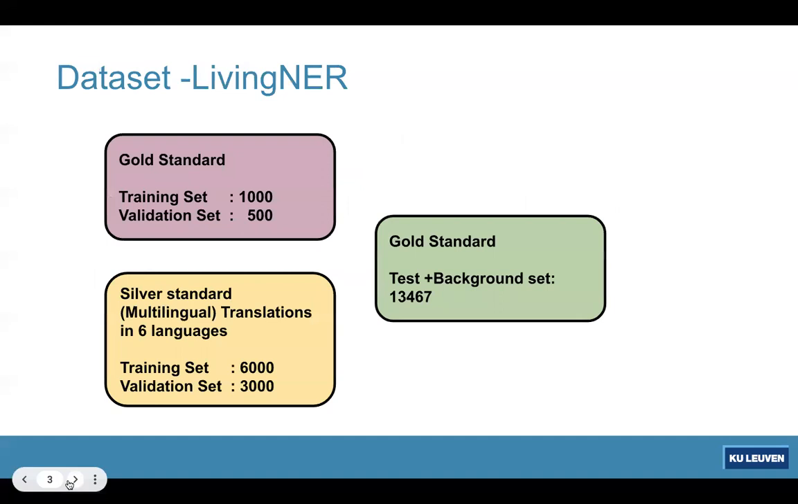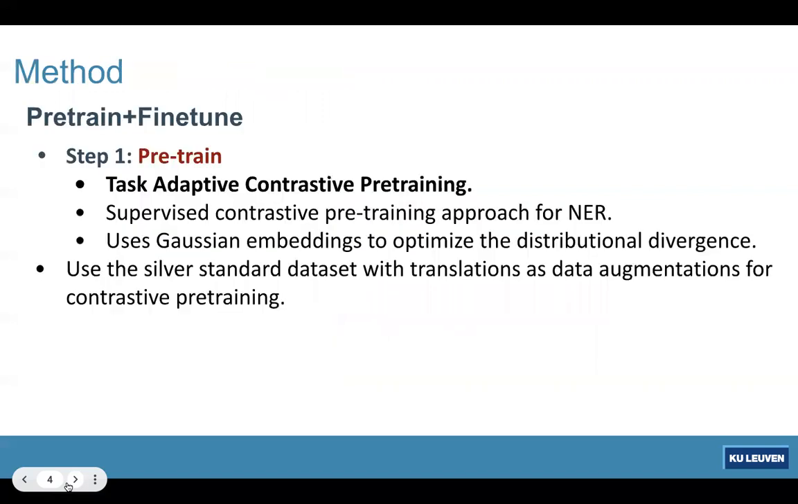The dataset of LivingNER comprises a gold standard dataset with 1,000 training examples and 500 validation examples, and a test and background set comprising 13,467 examples. Further, they also released a silver standard dataset of translations in 6 languages. The method we propose for this NER track involves a pre-train, then fine-tune paradigm.